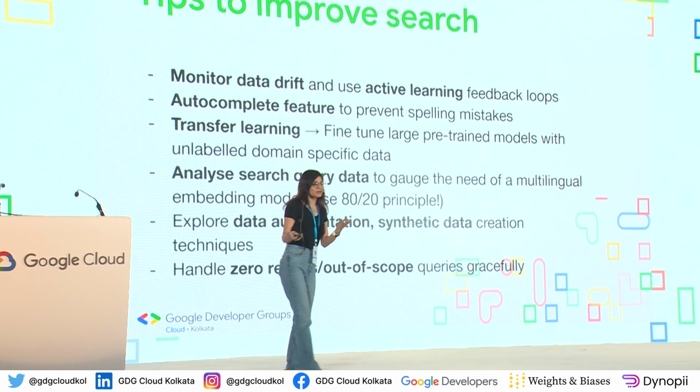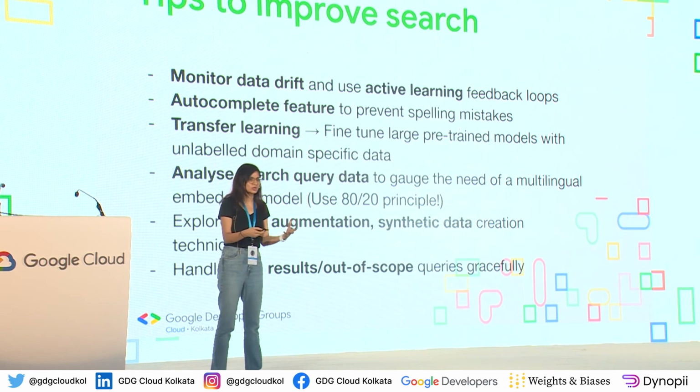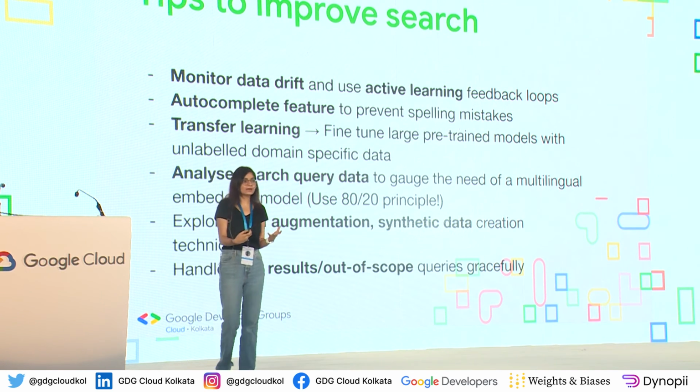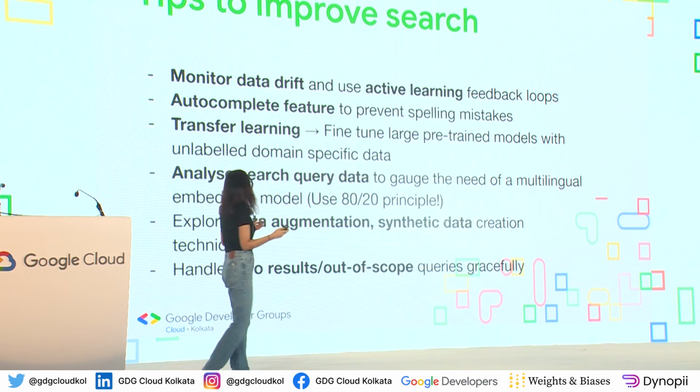Autocomplete feature, I think you must have used this while using Google. When you start typing something, it also predicts. A lot of applications do that. They predict what you want to type. And I think this can help prevent spelling errors. If you don't have that capability, you can build some custom spell checkers as well. But if you have domain-specific data, that is still going to be a really difficult problem to solve.